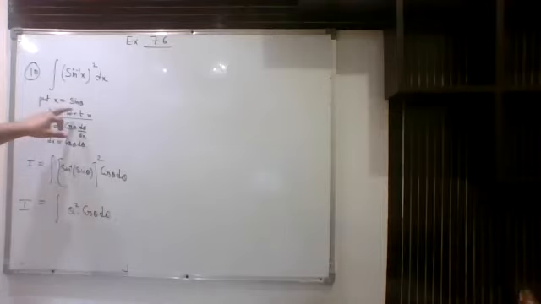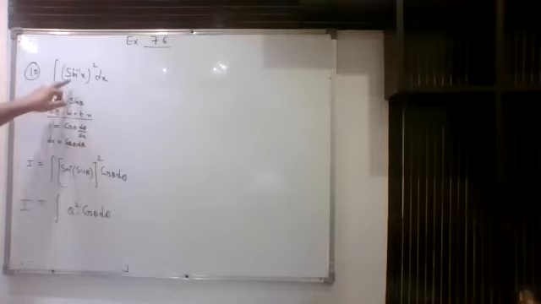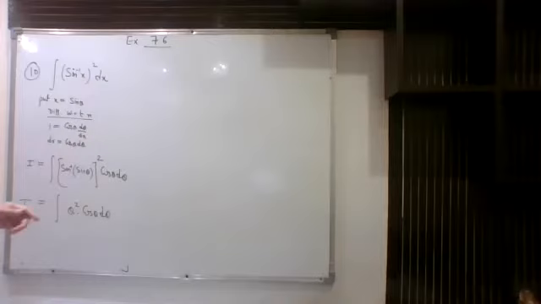So x is equal to sine theta, dx is equal to cos theta d theta. When you substitute here, this will become theta square cos theta. Now here again we have to apply integration by parts. So let us decide which one is first function and which one is second function. So again that rule ILATE.